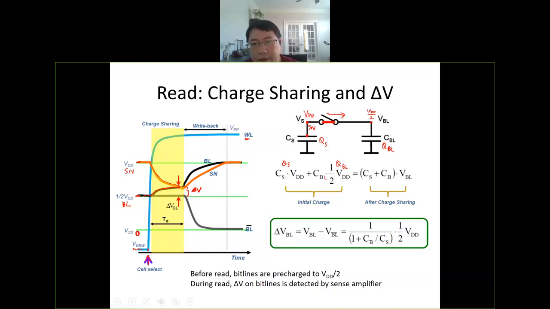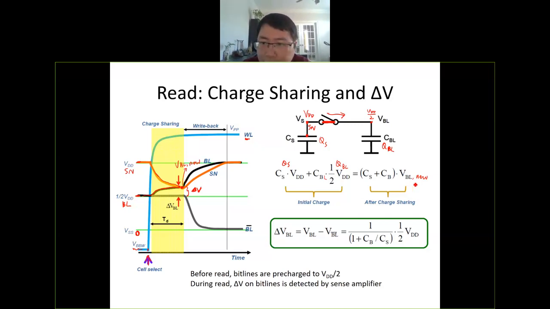Eventually, the VS and the VBL will be at equal potential. Then the charge sharing process will stop because they are at equal potential. There's no current flow eventually. So eventually, those two nodes will become one node with the final voltage, let's say VBL new. This is the new voltage of the VBL, which will be the same as this VS, which is this voltage here. This is the VBL new, this node.